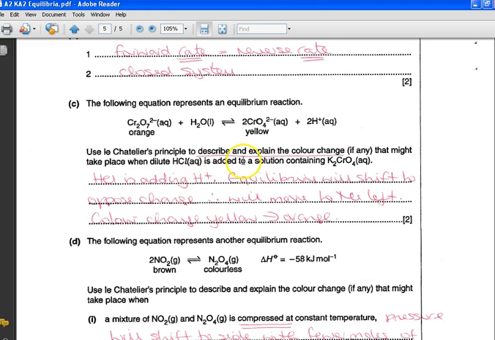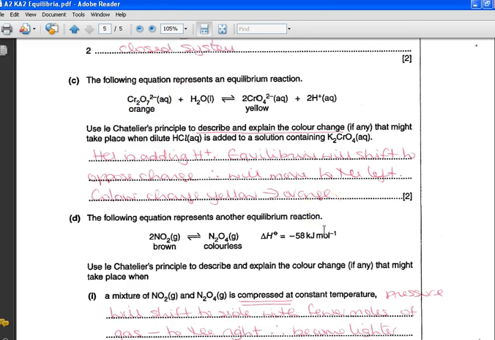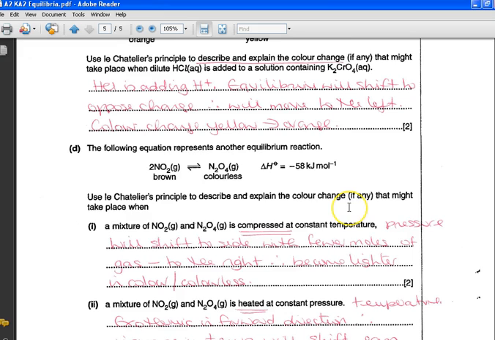Important here that you took the instruction from the question to describe and explain the colour change that you might see in this case if you added dilute HCl. So effectively you're going to be adding more H+, so the equilibrium will shift to oppose that change, so it's going to move in the reverse direction to remove the H+, form water. And obviously the colour change will go from yellow to orange.